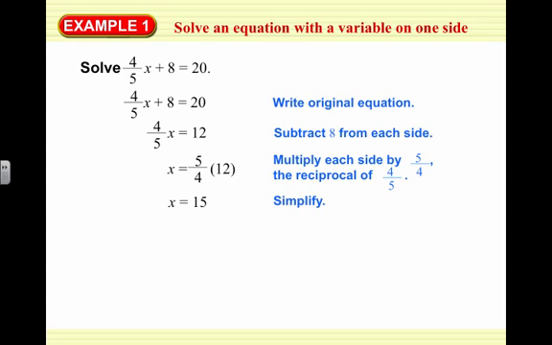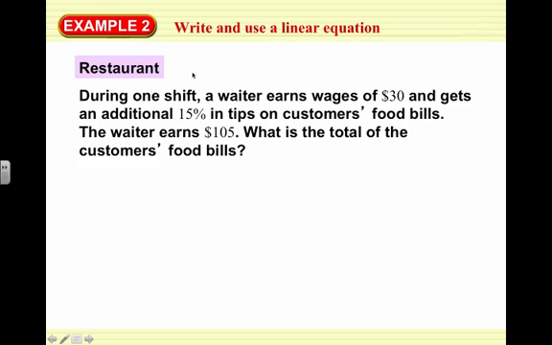Now if you want to check your answer, you would take the x equals 15 and you would plug it back in wherever it says x, and you would double check that you get a true statement. Now let's try a word problem.